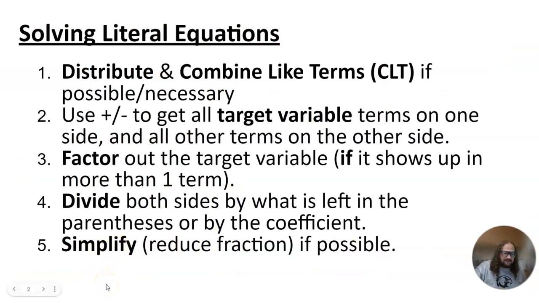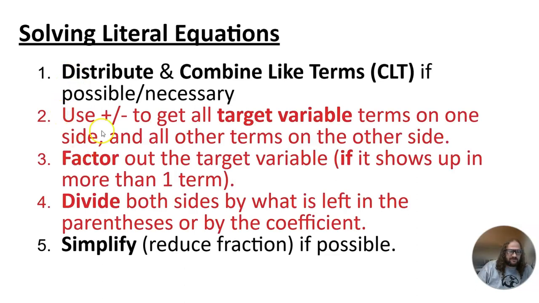Okay, here's the main 5 steps. Although steps 1 and 5 we're going to get to a little bit later on, because those are for more complex versions. The more simple versions use the main 3 steps in the middle here. So first, if there's distributing and combining like terms, that would be the first step. Step 2 is our main step. We're going to use addition and subtraction to get all of our target variable terms on one side and all the other variable terms on the other side.